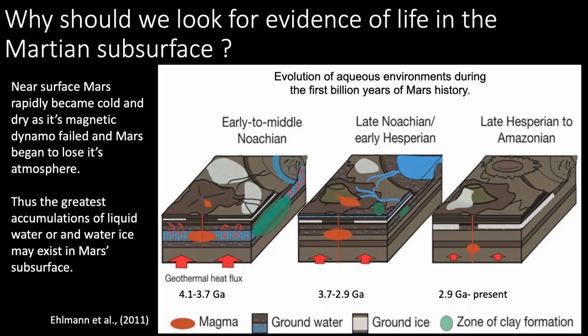So the first billion years of Earth's history was when we kicked off life, right? In the first billion years of Mars's history, we start having a divergent trajectory in terms of water compared to Earth. And because of that, any life that we might want to look for, we're best off looking in the subsurface.